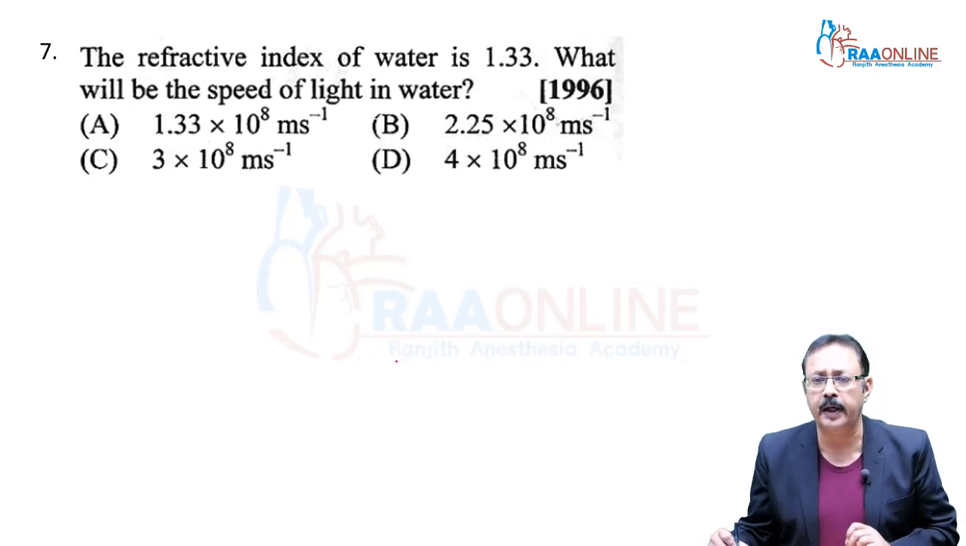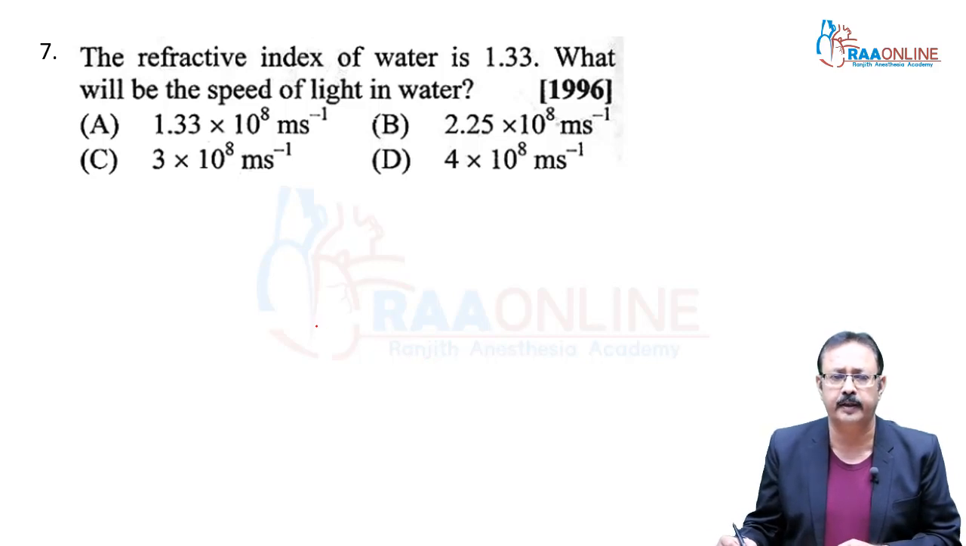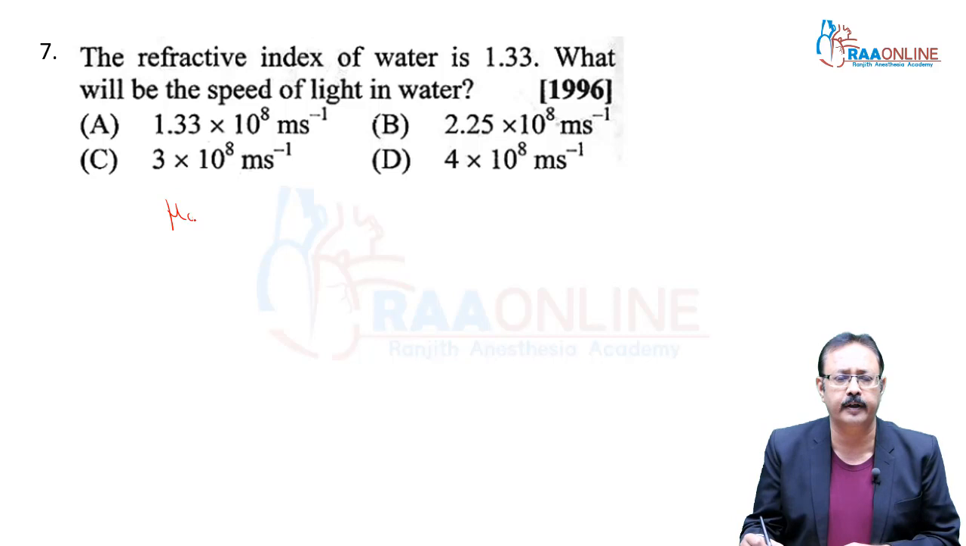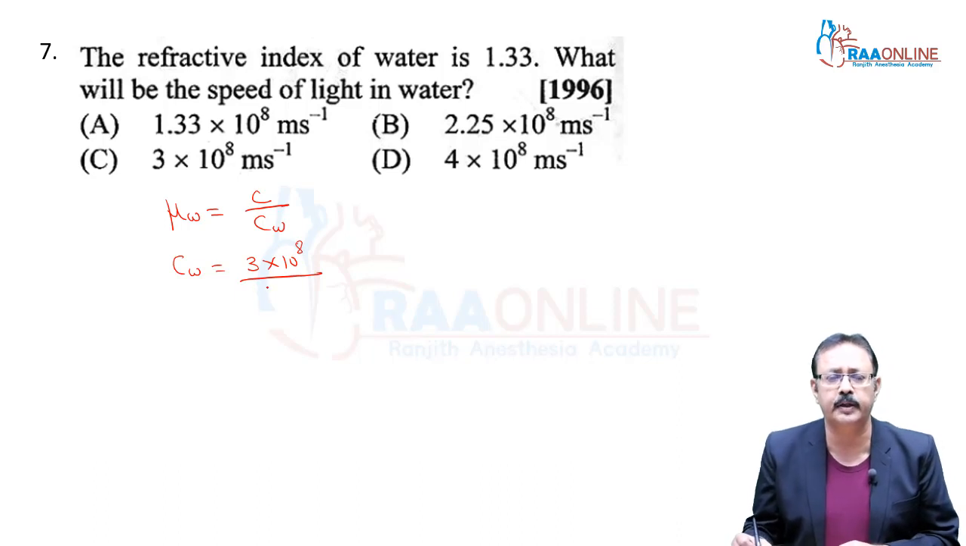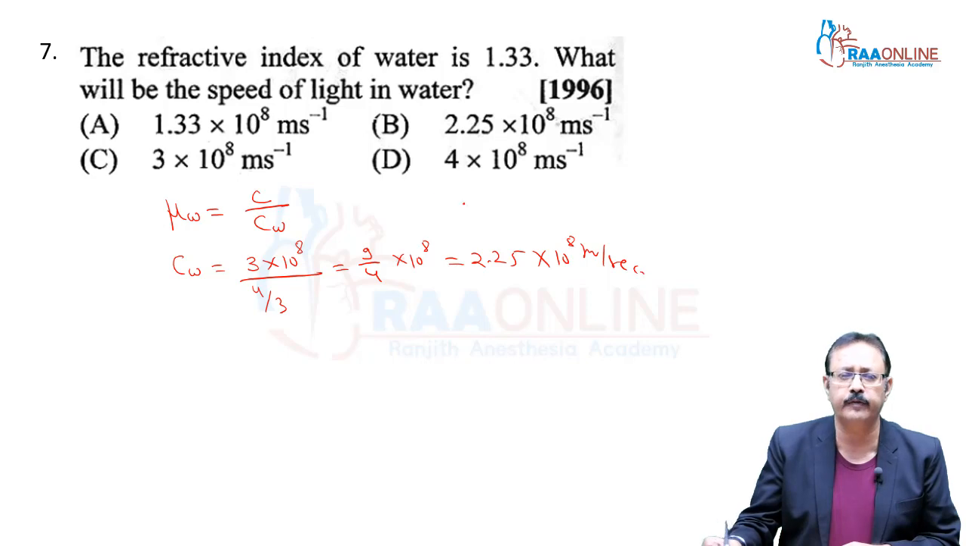Seventh, it is from 1996 AIPMT. The refractive index of water is 1.33. What will be the speed of light in water? They asked in 1996 AIPMT. Again same formula. Mu of water is speed in air upon speed in water. So speed in water should be 3 into 10 to the power 8 divided by 1.33. 1.33 means 4 by 3. So what we are getting? 9 by 4 into 10 to the power 8, nearly 2.25 into 10 to the power 8 meter per second. So we are going with option B.